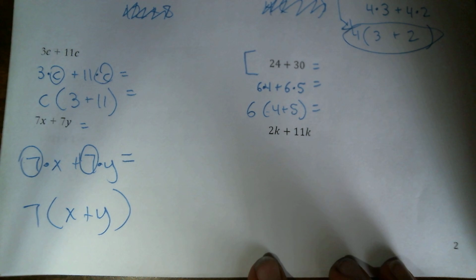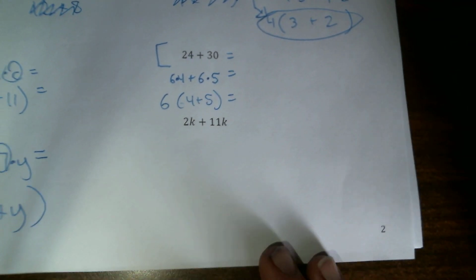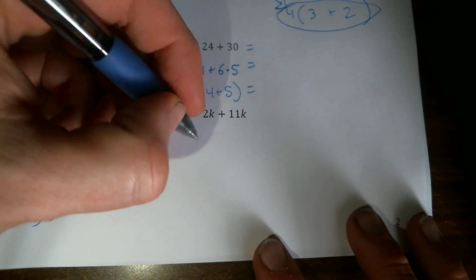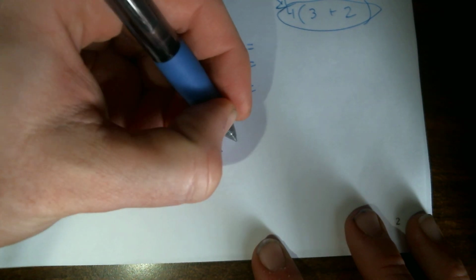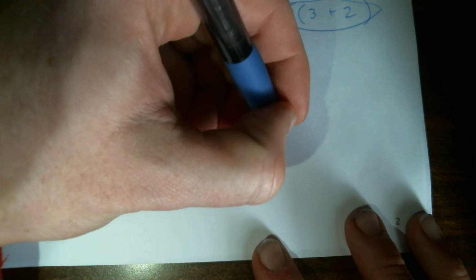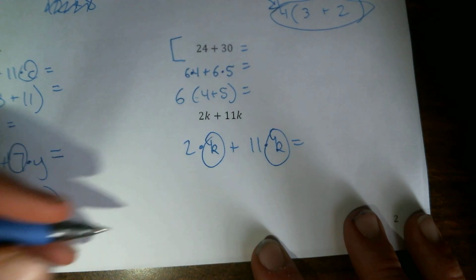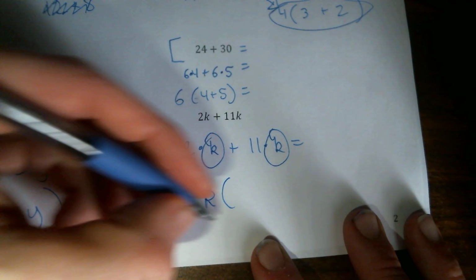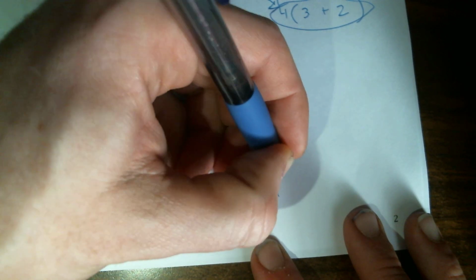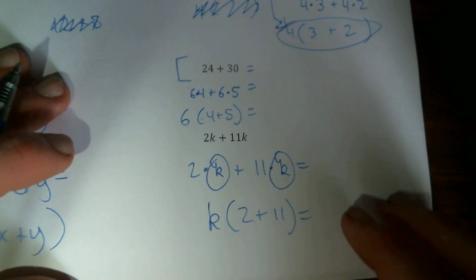Last one. Pause if you want to, take 30 seconds to figure it out, otherwise I'm going to go ahead. I know this can be 2 times k plus 11 times k. What's their common factor? What do they share? They both share a k. So I can factor it out, and I can write k groups of 2 and 11.